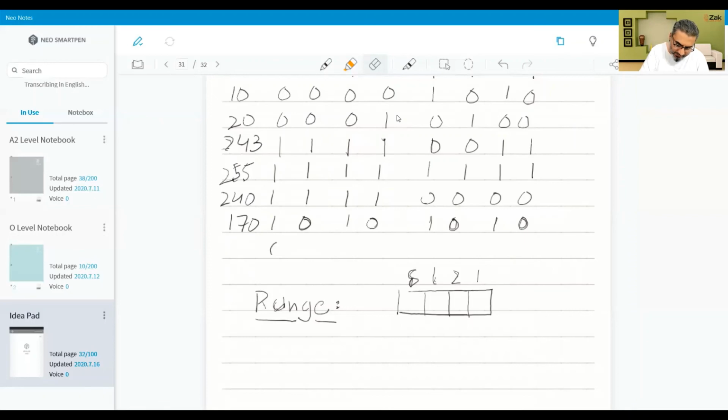Similarly, if we go with 0 1 0 1 0 1 0 1, in that case जो हमारे पास सिस्टम बन जाएगा वो होगा 0 1 0 1 0 1 and 0 1. That would be 85. Yes, this is 85. Okay, so that is how the whole thing works.